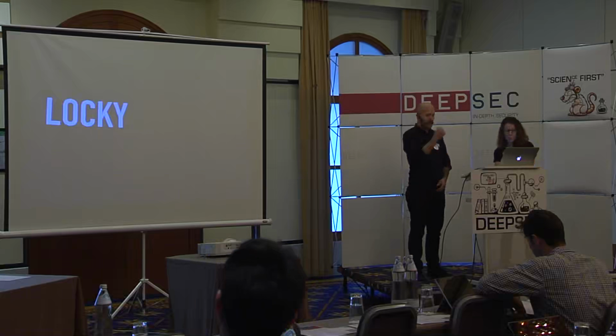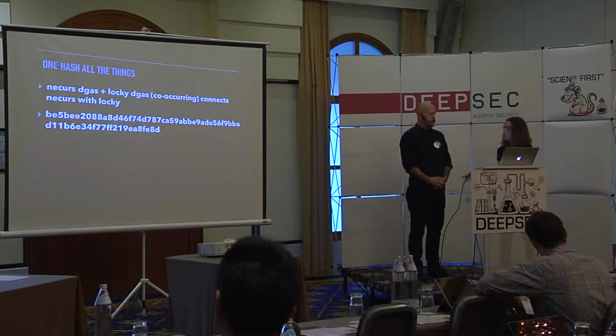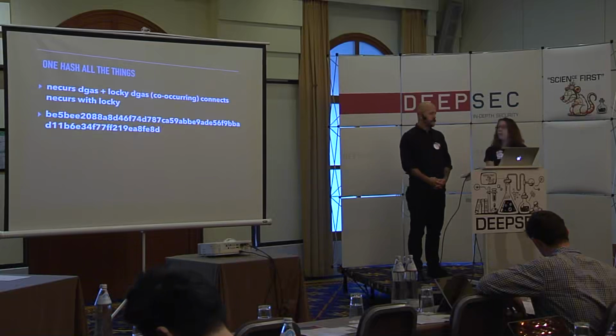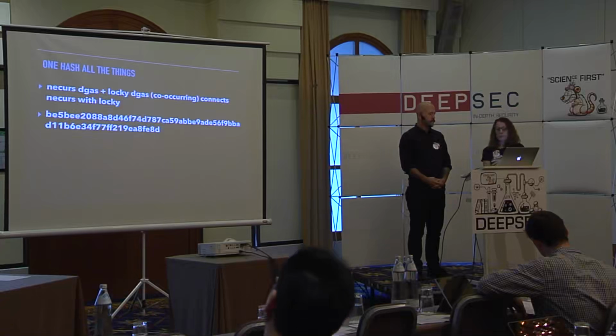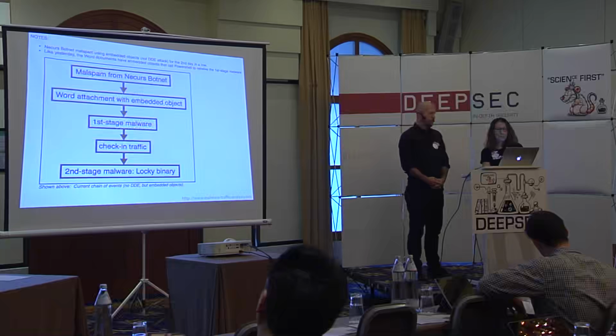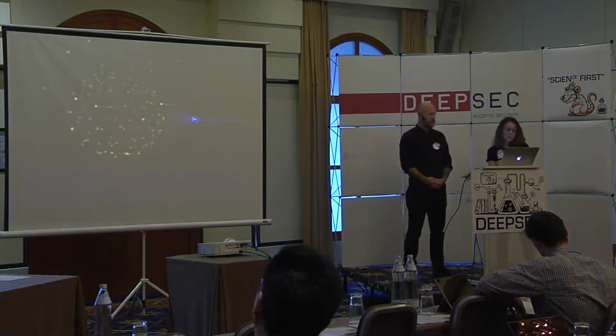Another attack campaign we saw was Locky. With this one hash here, we saw it producing Neckers DGAs and Locky DGAs, and they were all co-occurring. The queries were all made quickly, during the same time frame. Then we were able to see, using malwaretrafficanalysis.net, that this was malspam being sent out by the Neckers botnet.